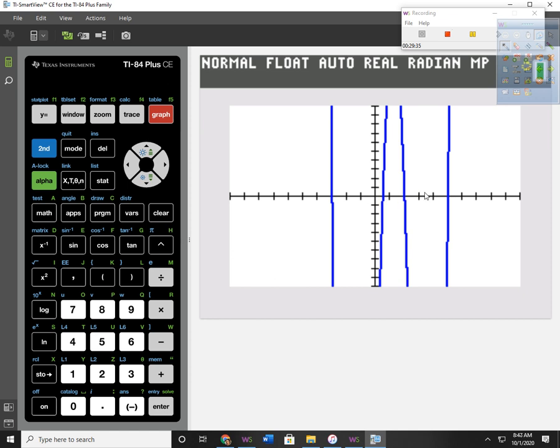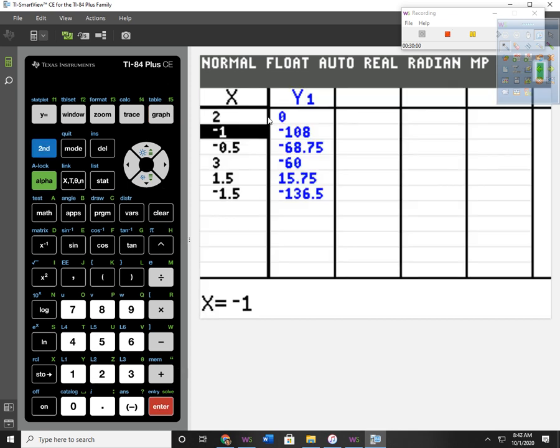Now, since this is to the 4th power, we probably want to make sure we divide twice. That way we can get down to an x squared. So it looks like it's crossing at maybe 2 and 5. So I'm going to check that in my table just to make sure. So if I plug in 2, I get a 0. If I plug in 5, I get a 0. So I think those are the two I'm going to divide by.